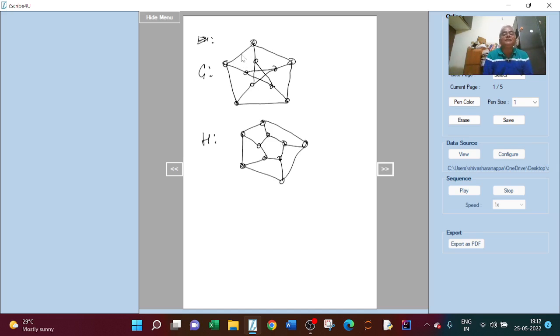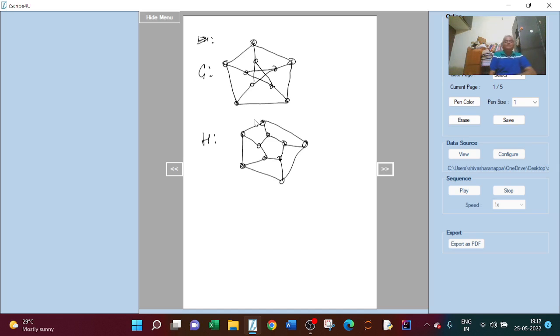See here G consists of 1, 2, 3, 4, 5, 6, 7, 8, 9, 10 vertices. Here also we have 5 plus 5, 10 vertices, and the degree of each vertex in G is 3. Here also the degree of each vertex is 3. So the number of vertices in G equals the number of vertices in H, the number of edges in G equals the number of edges in H, but these two graphs are not isomorphic.